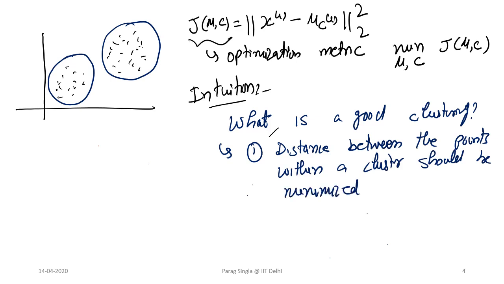In other words, we are looking for an assignment of points to clusters so that all the points within a cluster are close to each other, right? This is a different way of saying that the distance of points within a cluster is minimized. In other words, the points within a cluster are close to each other.